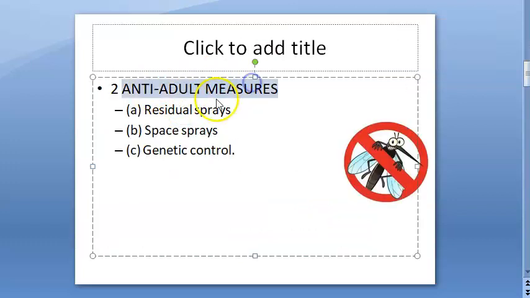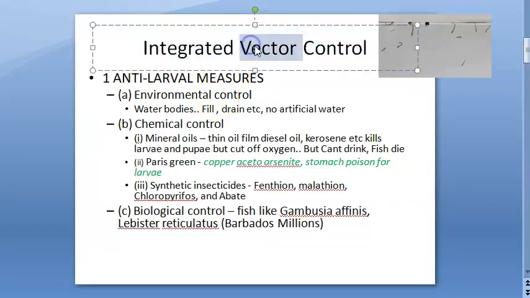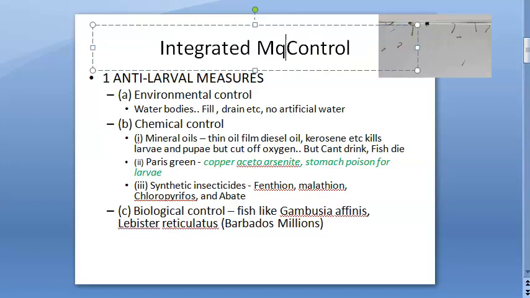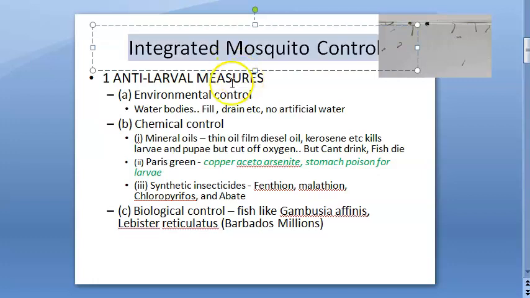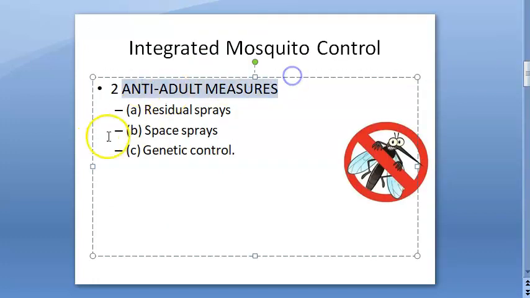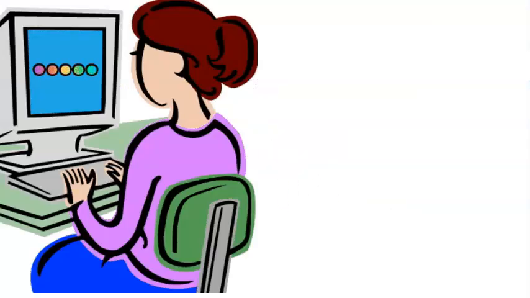Now let's move to anti-adult measures under mosquito control. We are not looking at only vector, we are looking at mosquito control. Now anti-adult measures, guys. You have residual sprays and genetic control. So you'll spray something to control the adult mosquitoes.